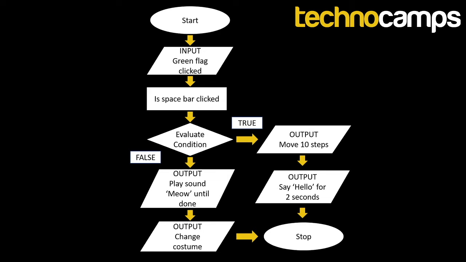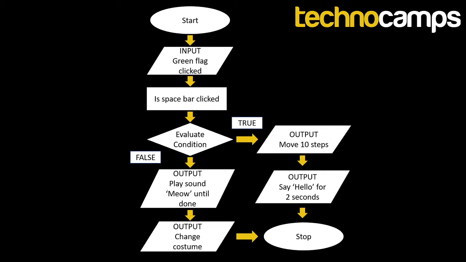We've established in the workbook that an if statement is a decision in a computer program. If statements start with a condition. In our case, is the spacebar being clicked? The condition is then evaluated as being either true, yes, the spacebar is being clicked, or false, no, the spacebar is not being clicked. The program then follows a set of instructions depending on the evaluation of the state of the condition.